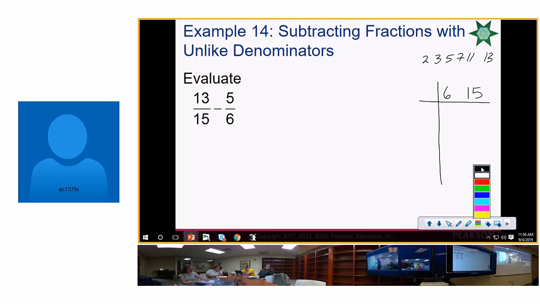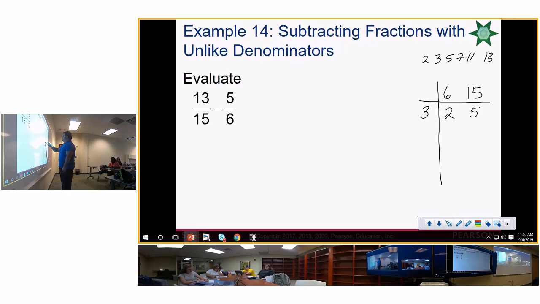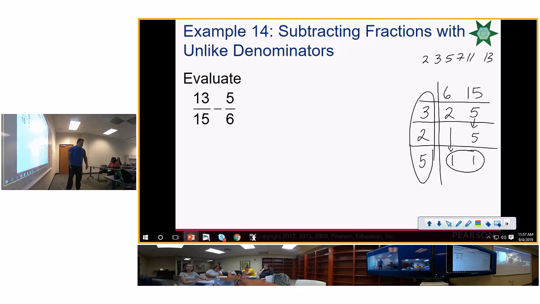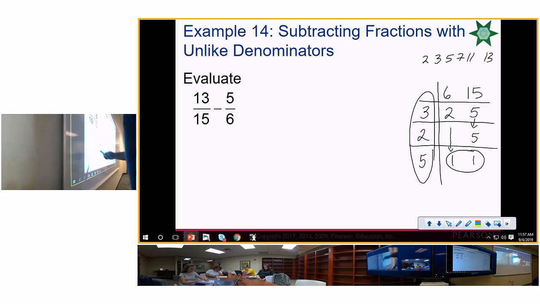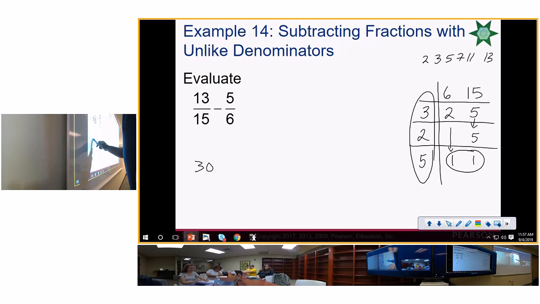All right, here we go. I'm going to divide by 3. That'll give me a 2 and a 5. Then I'm going to divide by 2. That'll give me a 1, and the 5 comes down. That'll give me a 5, the 1 comes down, and 1. I got my 1s. So what is 6 times 5? 30. So my common denominator is 30.